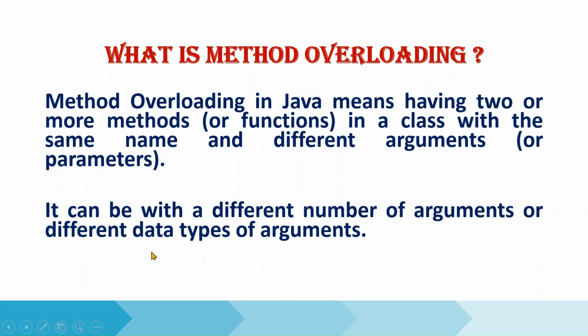Or I can go for different data types of arguments. Suppose for one method called sum, we write int x, int y. Next you write the same method name sum, but with float x and float y. There the data types make the difference. So these are the possible ways where we can differentiate among overloaded methods.